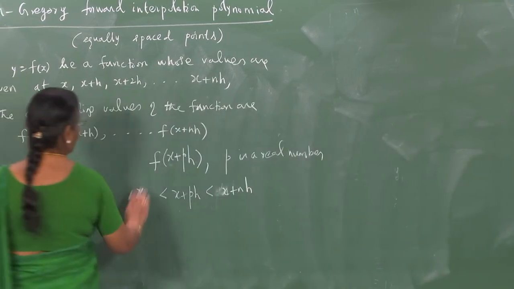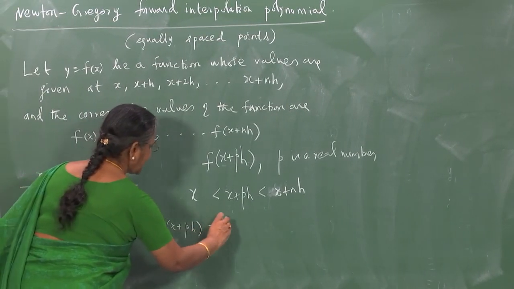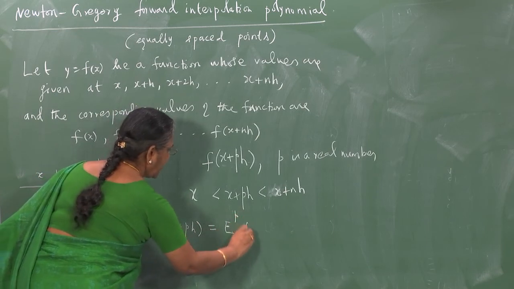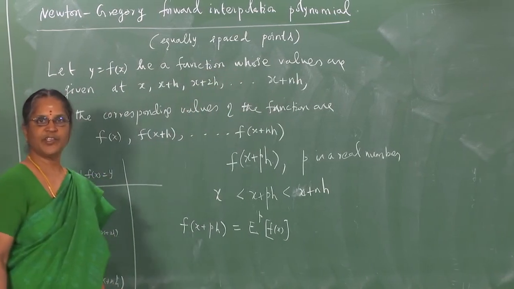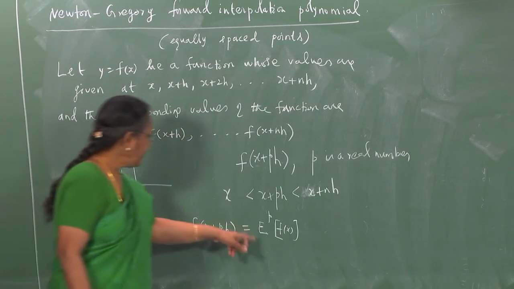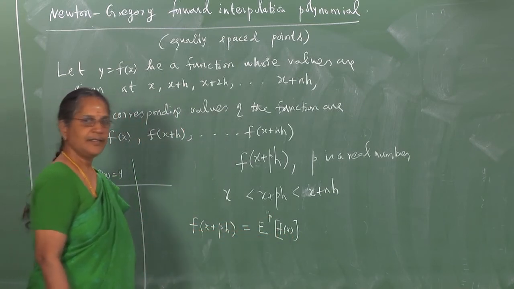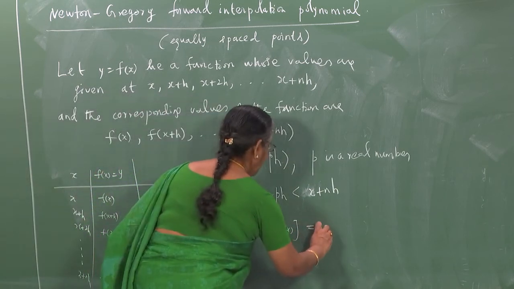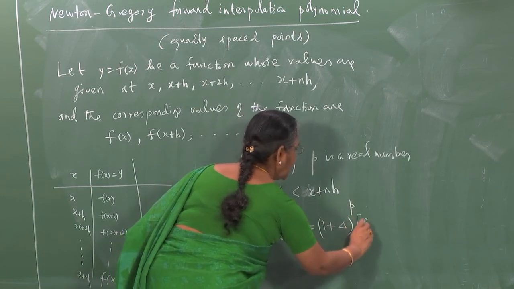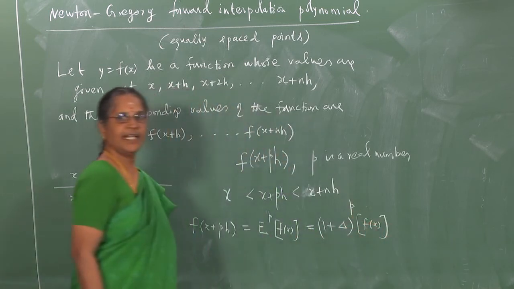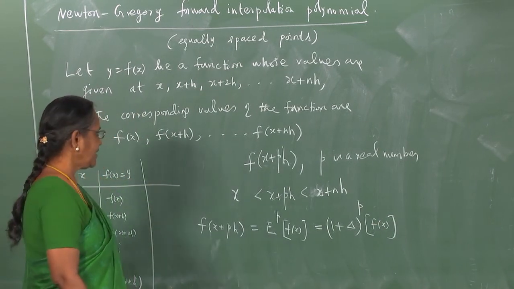So, I can write down f of x plus ph as E to the power of p on f of x. That is the property of the shift operator which we have seen. E to the p on f of x gives you f of x plus ph. But we know that E power p is 1 plus delta to the power of p on f of x, because E and the forward difference operator are related by E is equal to 1 plus delta.